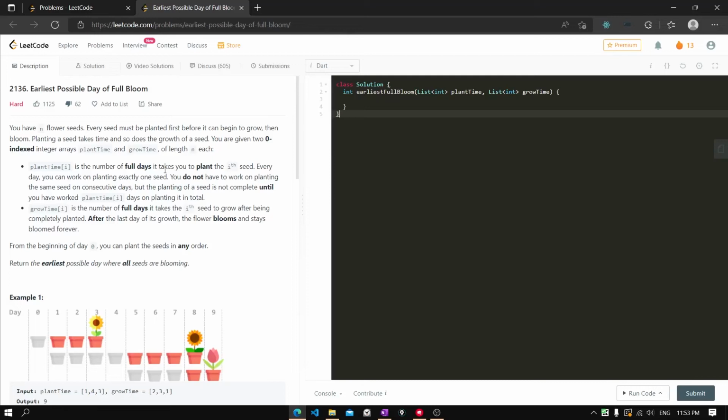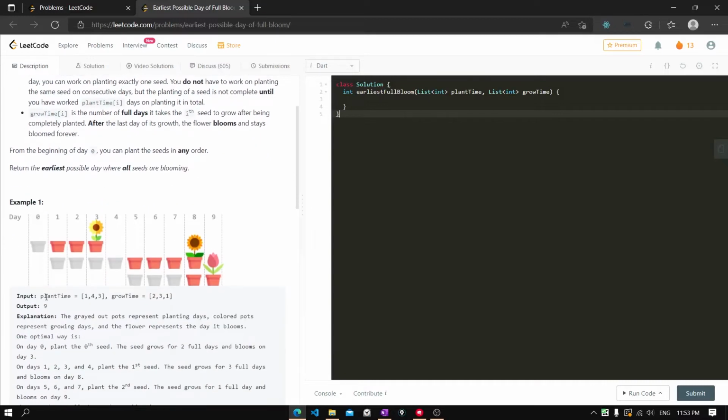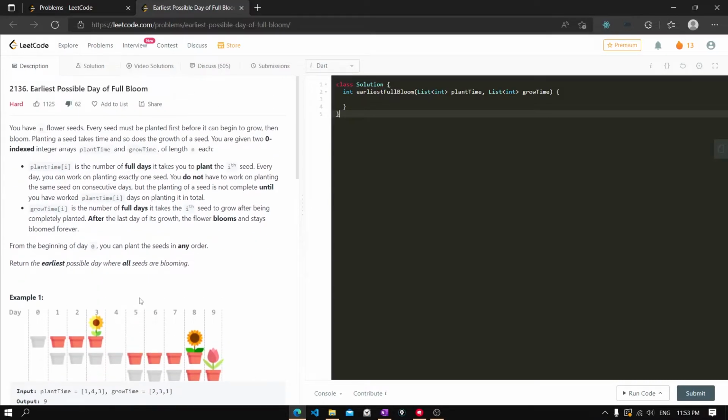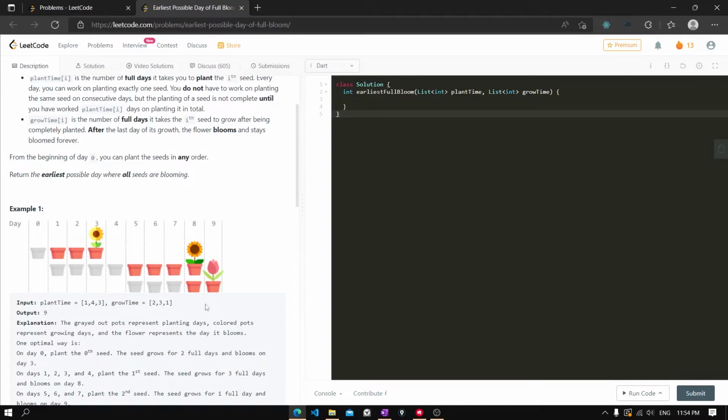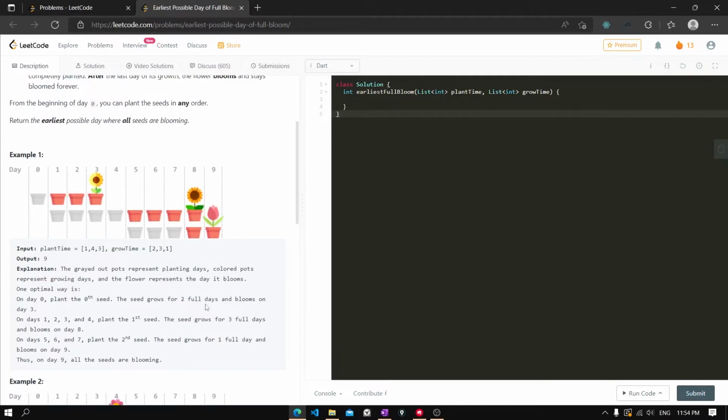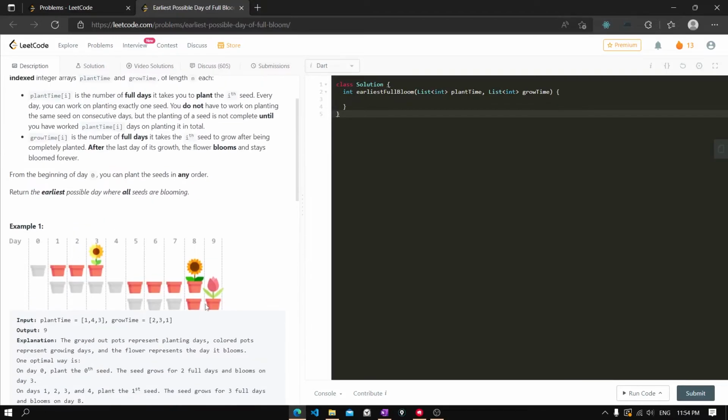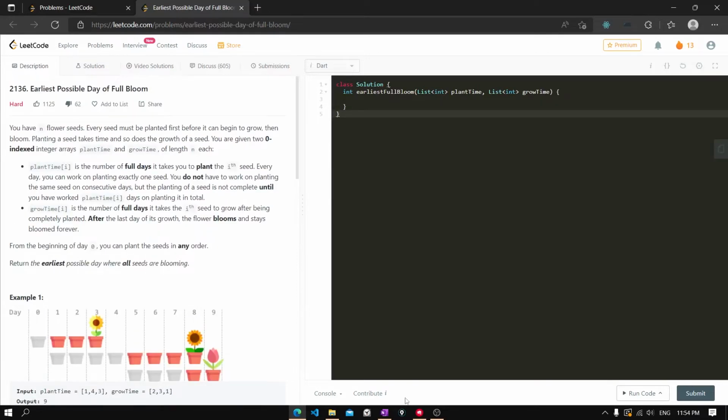Hi everyone, today we are going to look at LeetCode problem number 2136, earliest possible day of full bloom. So in this question we are given n seeds, and for each seed we have a plant time and a grow time, and we have to plant all the seeds such that we return a result which makes the seeds bloom in the earliest way possible. So let's see this question with an example.